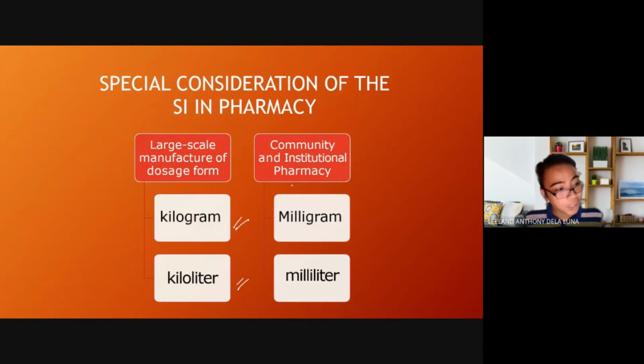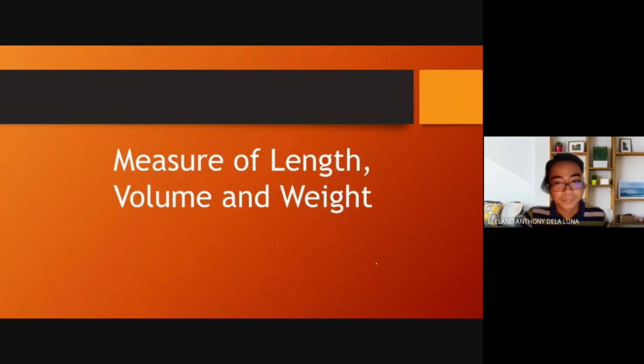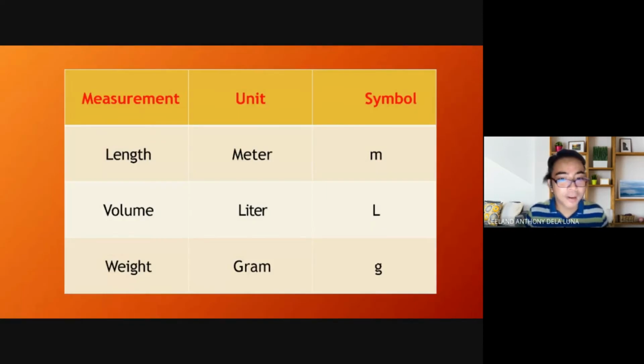Now, class, in dosage forms, oftentimes, the units we use are either grams or milligrams. And in terms of volume, the unit that we usually use is mL, milliliters. Okay. Now, measures of length, volume, and weight. Normally, class, for length, we use meter. Okay, we mentioned that earlier. For volume, class, it's liters. Right? And for weight, class, it's usually expressed in grams.